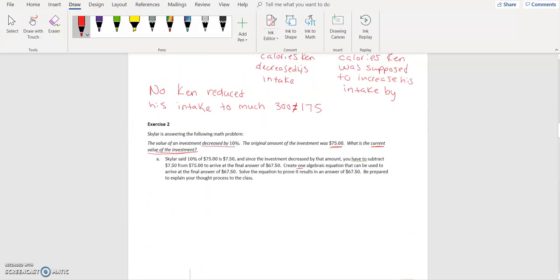Okay, so it's decreasing by 10%. And so I want to know, what am I actually paying? Or how much of my investment do I have left? So if I do 100 minus 10, or 100% minus the 10% that it's decreasing by, means I still have a 90% value of the current investment.